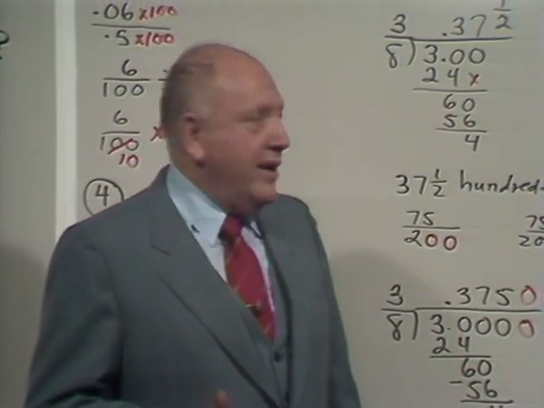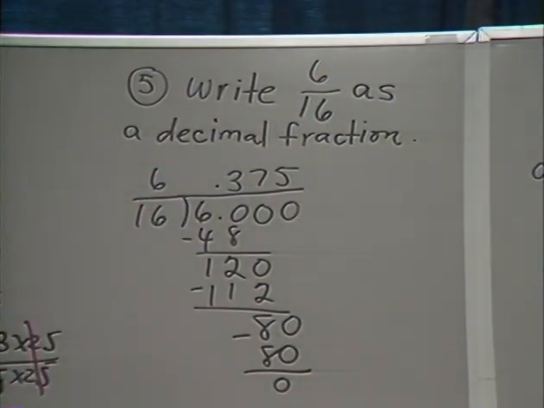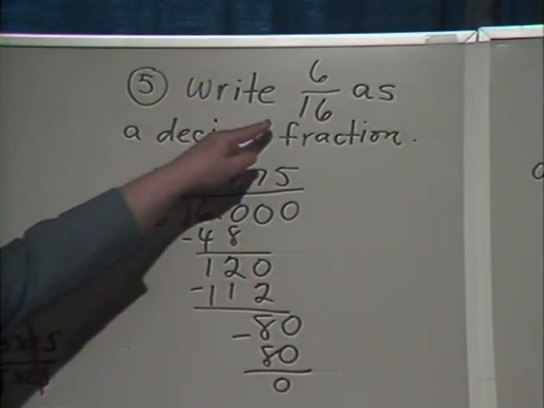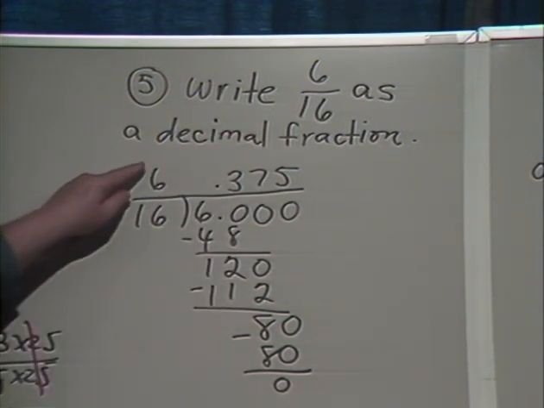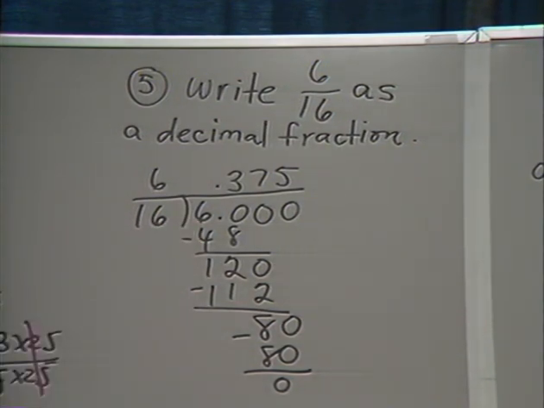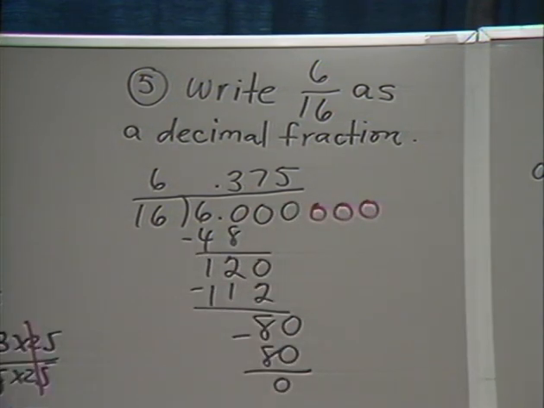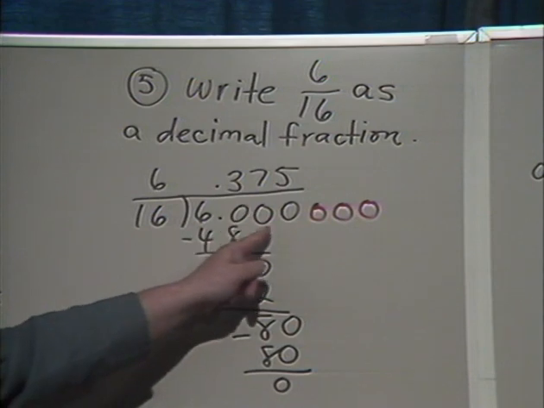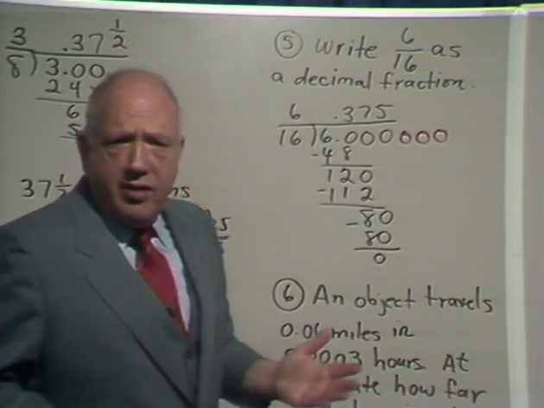Let me show you what I mean here. Let's suppose the problem had said, write 6/16 as a decimal fraction, and suppose you didn't notice that this reduces to 3/8. What would you do? You say 6/16, I'll divide the 16 into the 6. And by the way, you don't have to tack on one 0 at a time. What you can do is put on a whole bunch of them. And if you don't need all of them, the problem will just come to an end before you get there. And if you need more, you can just tack on more.